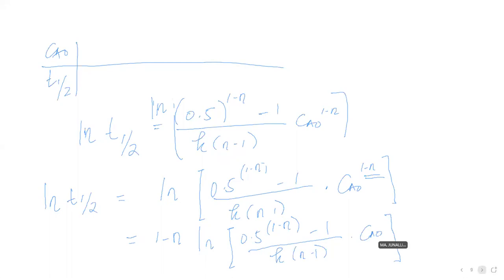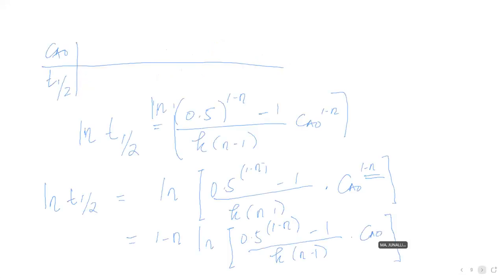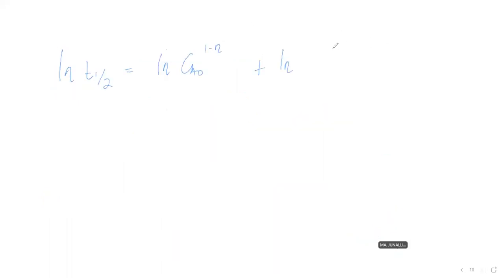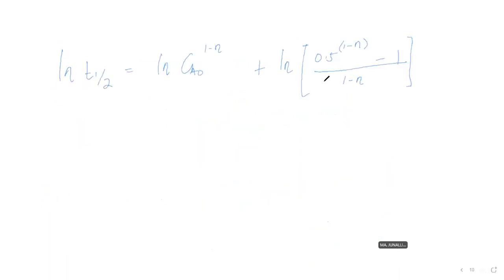What do you mean by that, Miss? So this is what you're going to do. I have here the ln of CAO raised to 1 minus n. Let me split it first, plus the ln of, what was written there? It's quite long. 0.5 raised to 1 minus n minus 1 all over 1 minus n. I have very poor memory, so let me check. You have here k over n minus 1, so negative k, like that.